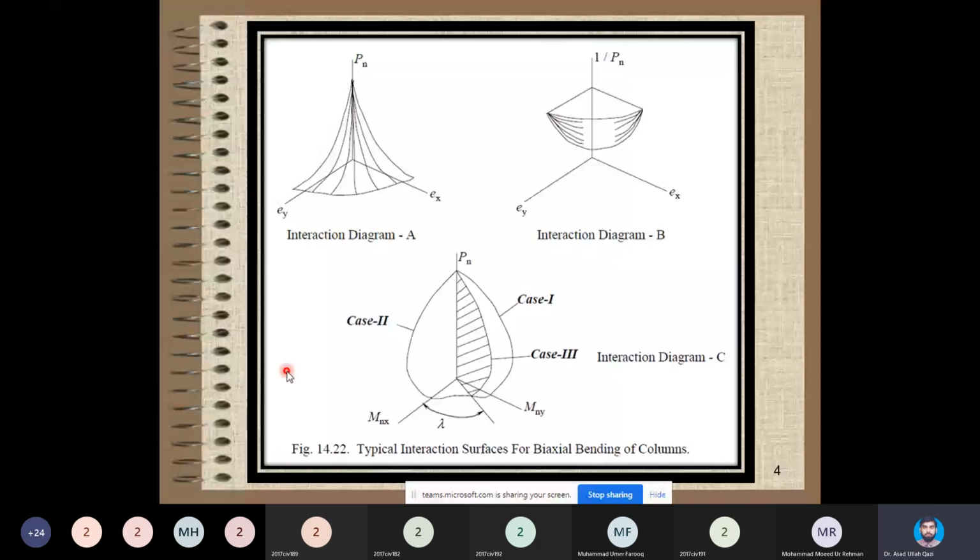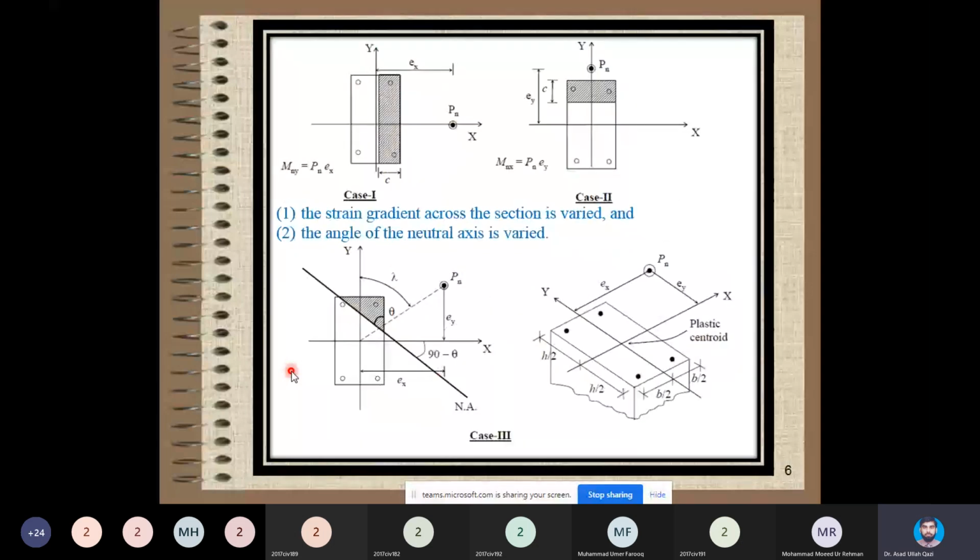So what are these cases? These cases are explained on this slide number 6. First I will discuss these three cases, and then I will read the remaining slides, which are 4 and 5. Now case 1, you are well familiar with this case: eccentricity along the x-axis. We have solved this column in depth. We understand how to generate the interaction curve, failure line, capacity line, and then the ultimate strength design line.